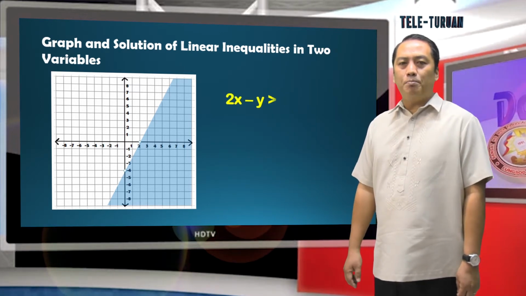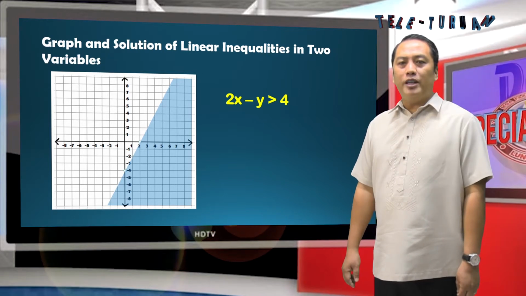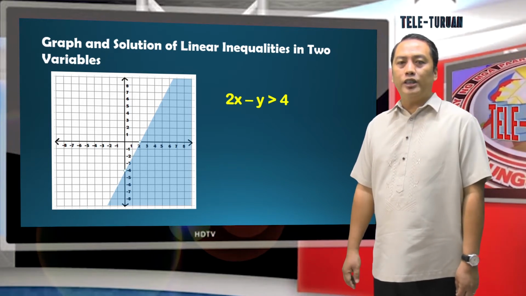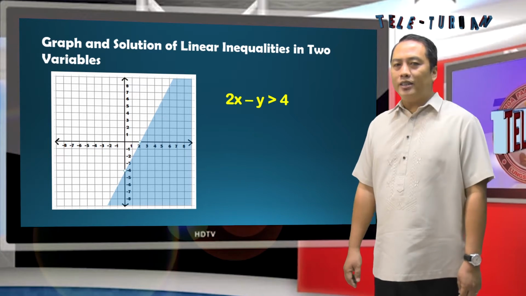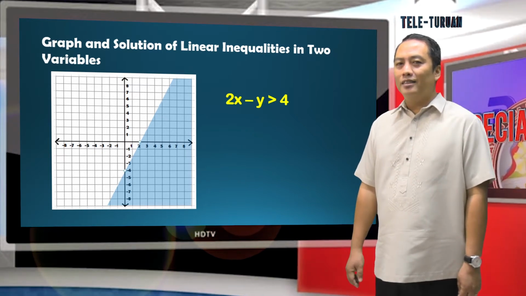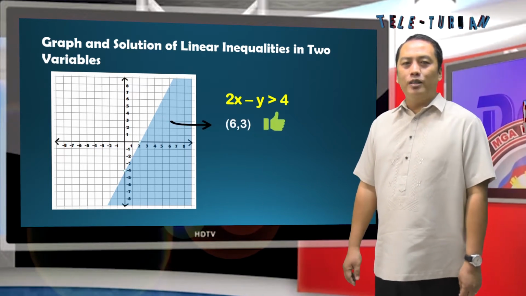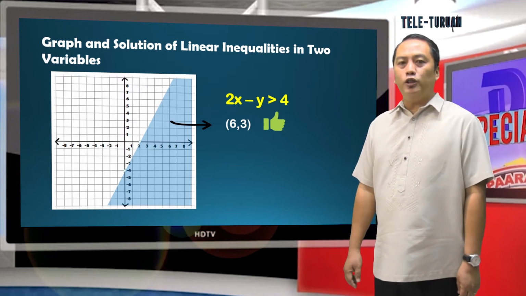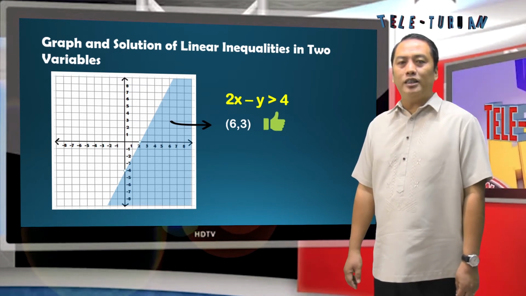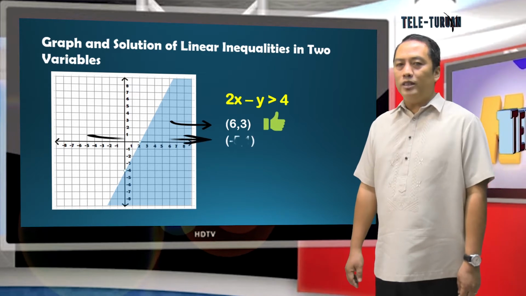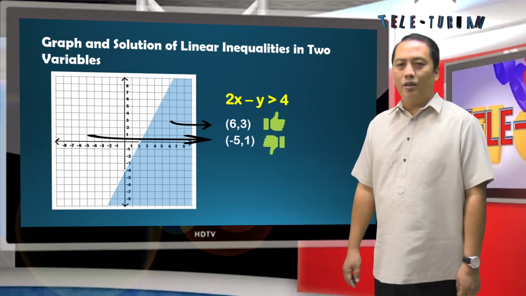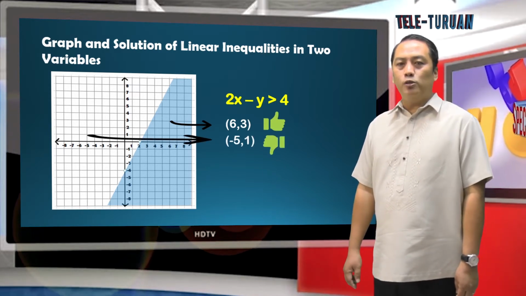Let us try these examples. The graph of 2x minus y is greater than 4 is shown on the screen. Is (6, 3) part of the solution set? Yes, very good. (6, 3) is part of the solution set since it is on the shaded region of the graph. How about (-5, 1)? Correct. It is not part of the solution set.